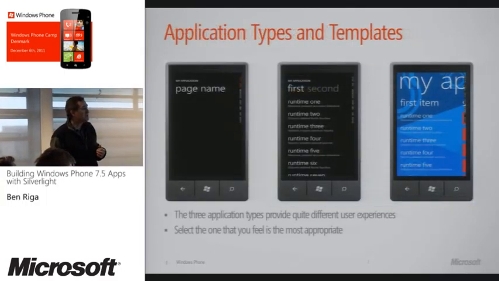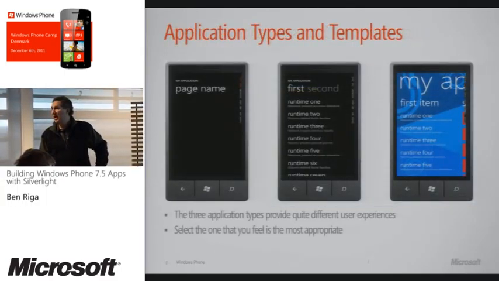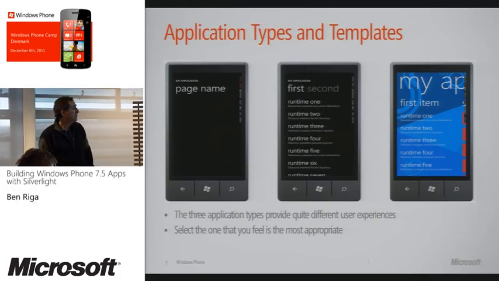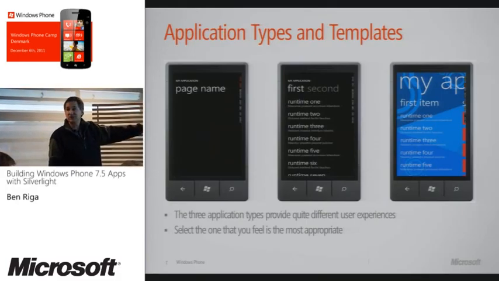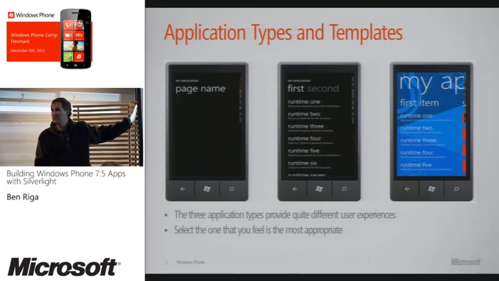These are the three primary types of apps that you'll see in Windows Phone. The first one is the one that we saw earlier today, which was just a simple page.